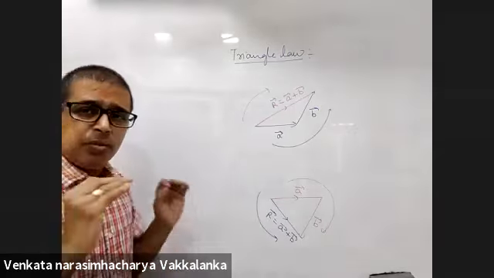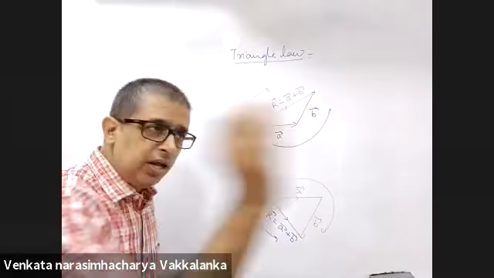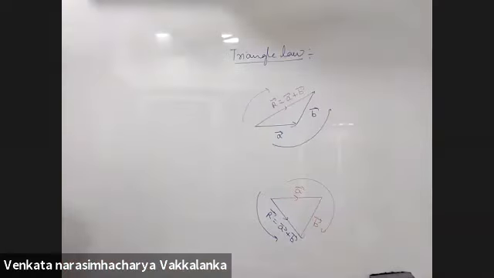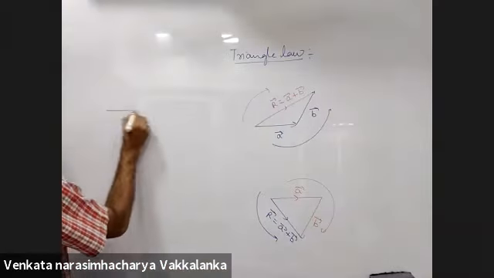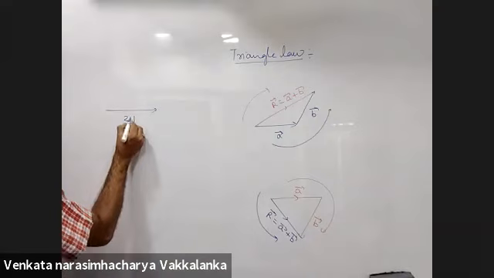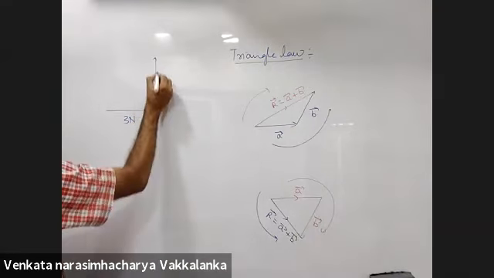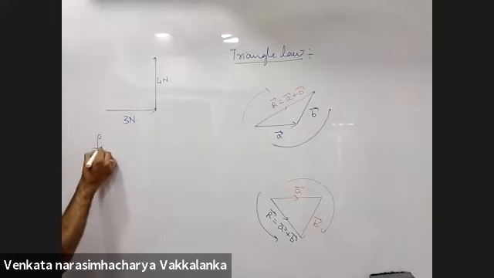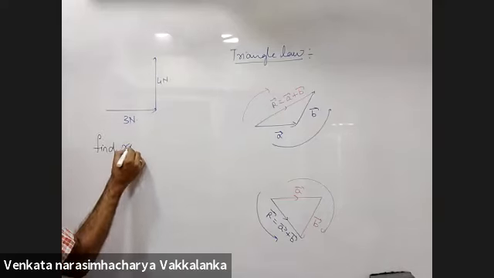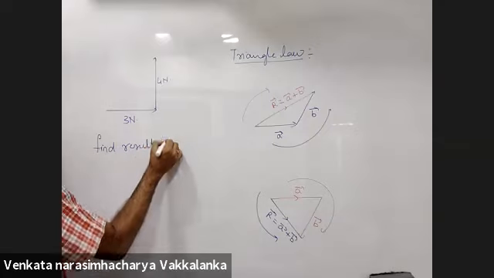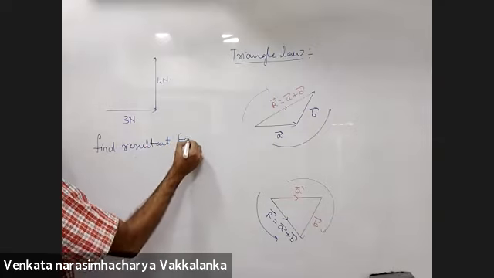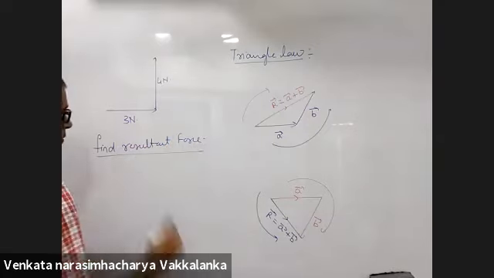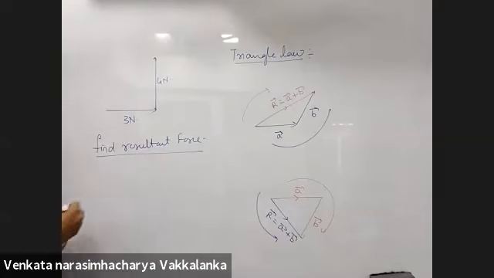Two vectors will be numerically added only if they are in the same direction. 3 Newton and 4 Newton. Find the resultant force. 5 Newton.